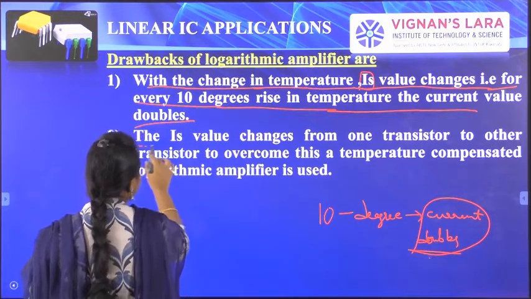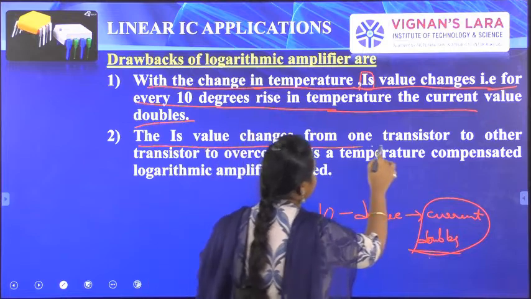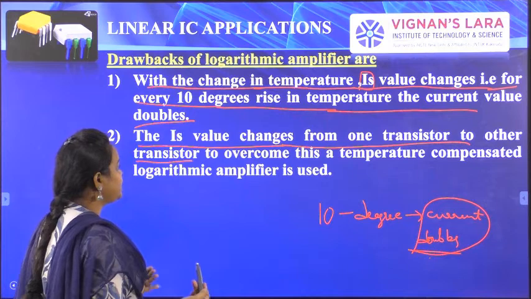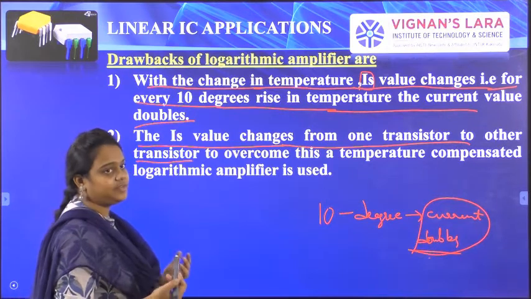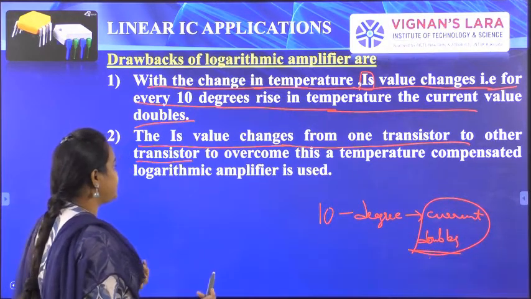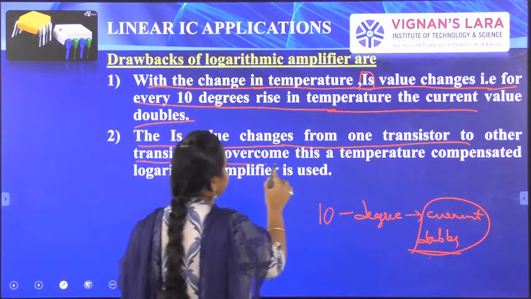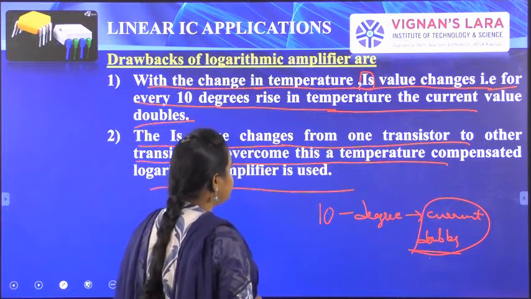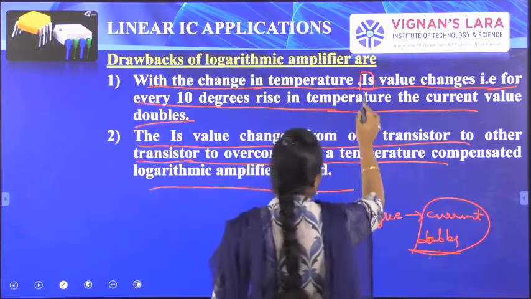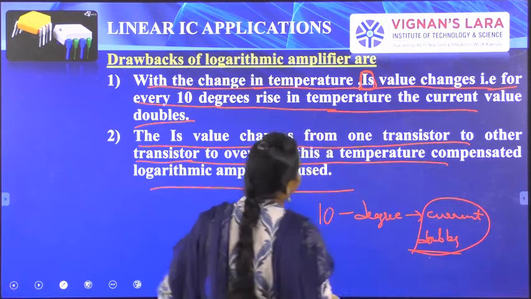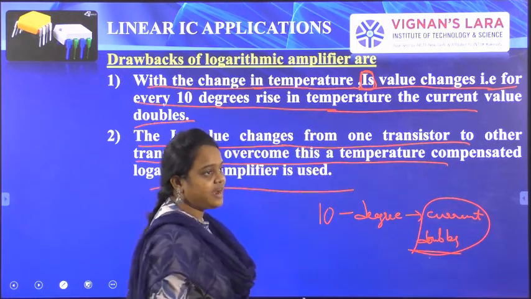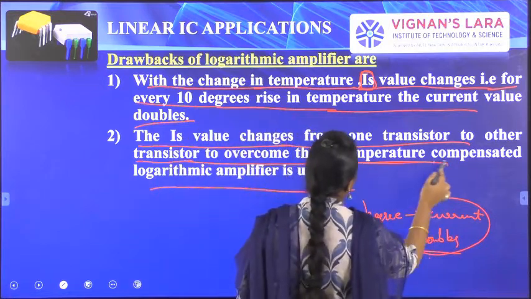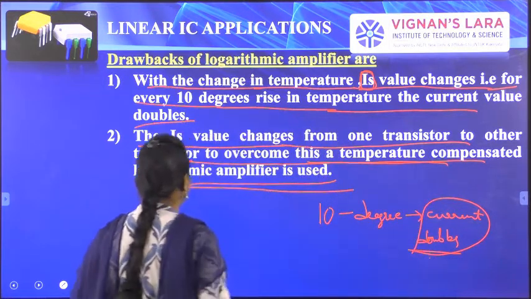The IS value changes from one transistor to another transistor. It is not equal, it varies from one transistor to another. To overcome this, a temperature compensated logarithmic amplifier is used. So for avoiding the IS saturation value change from one transistor to the other, a temperature compensated logarithmic amplifier is used.